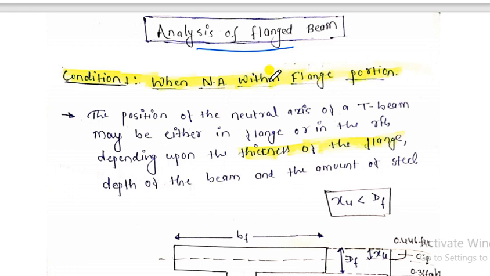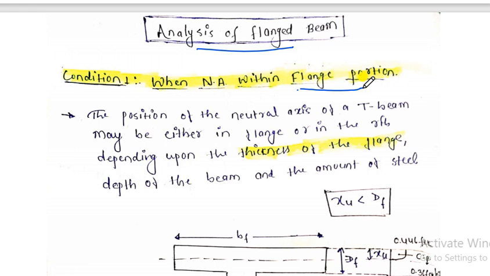So here the neutral axis is within the flange portion, right? When the neutral axis is within the flanged portion, let me tell you the first thing. The neutral axis position does not depend on your hand. Yes, it may depend when you control the width of the beam.